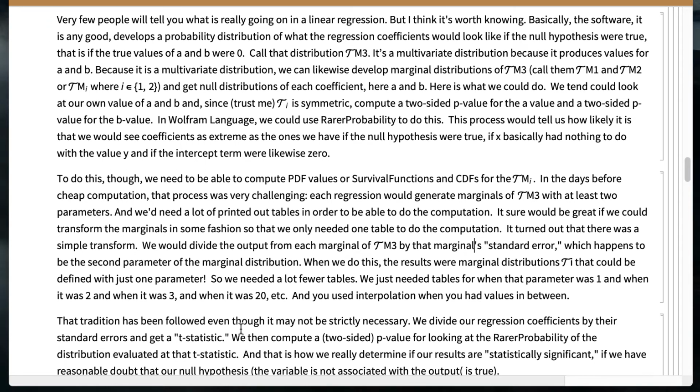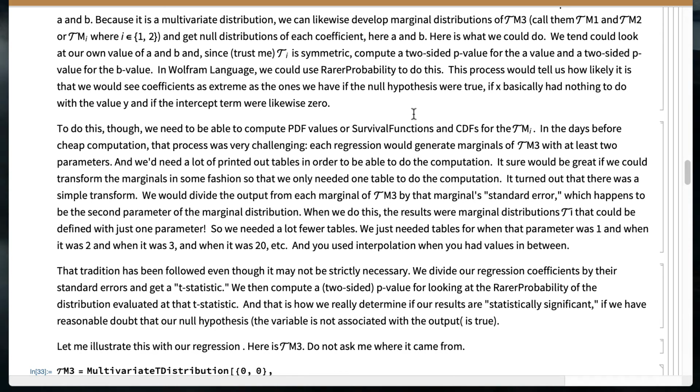All right, so that tradition of transforming the marginals of the joint probability distribution of the regression coefficients continues to be used even though it's not strictly necessary anymore. There's still some remaining utility to it anyway. You take your regression coefficient, you divide it by the standard error of the marginals of the joint distribution of the regression coefficients, and you get something that's related to the regression coefficient but not quite the same, called a t-statistic. That's what this t-statistic thing is.